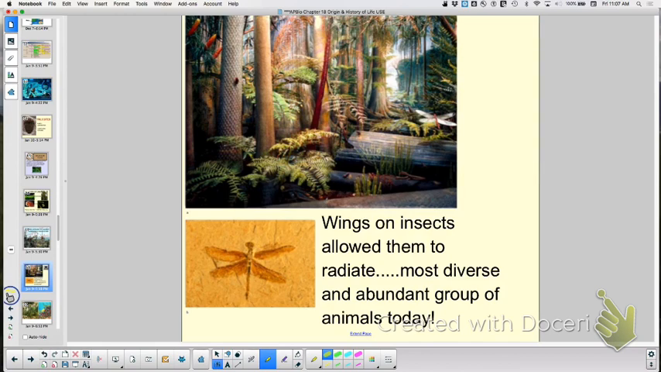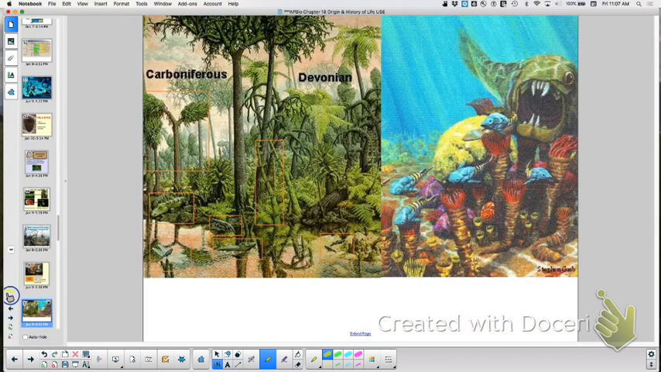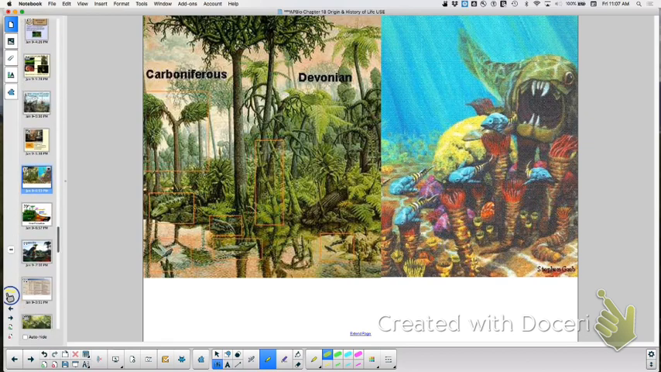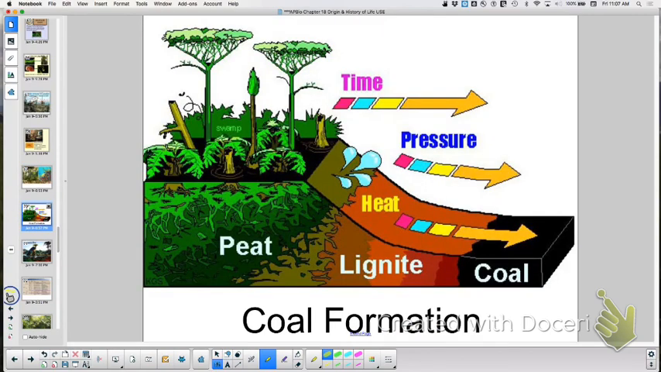Pollinate them, right? So there's some coevolution there as well. Again, you have at this point, these are some drawings of what it might look like. Okay, so let's get our notes. Oh, and one more. And our coal, where our forests come from.